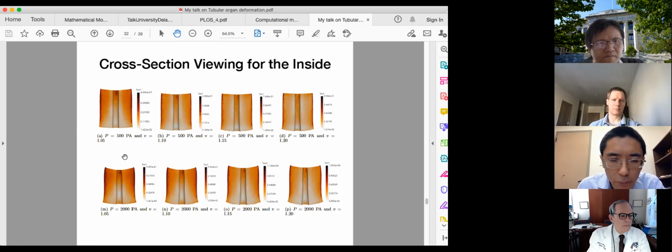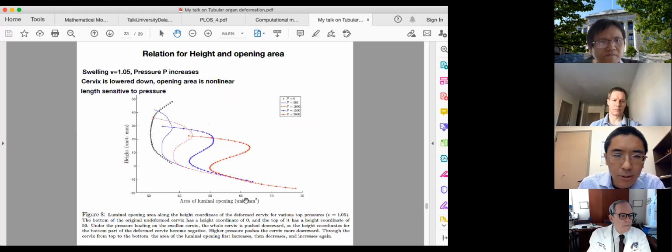You can see when the pressure is bigger, the top is actually more downward. Okay, and also the lumen is not uniform. Somewhere it's bigger, somewhere it's small. This is just a 2D result.